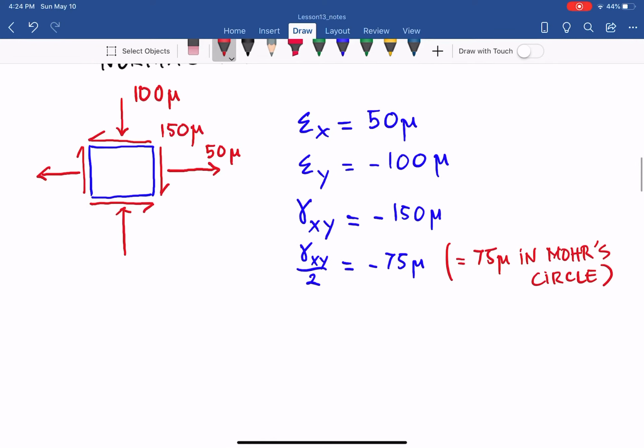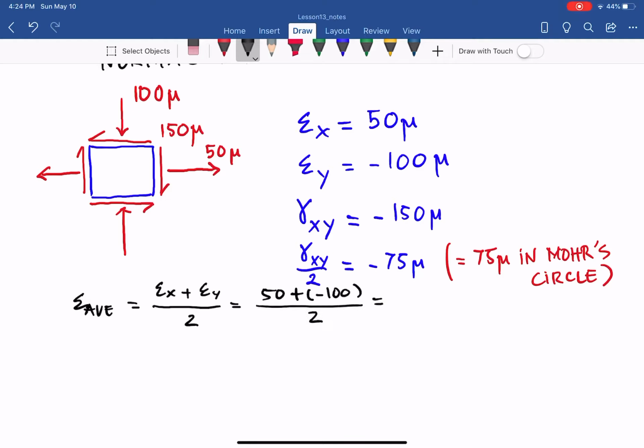From that we can go ahead and find epsilon average and gamma max over 2. Epsilon average is equal to epsilon x plus epsilon y over 2, 50 plus negative 100. We will get negative 25 micro.